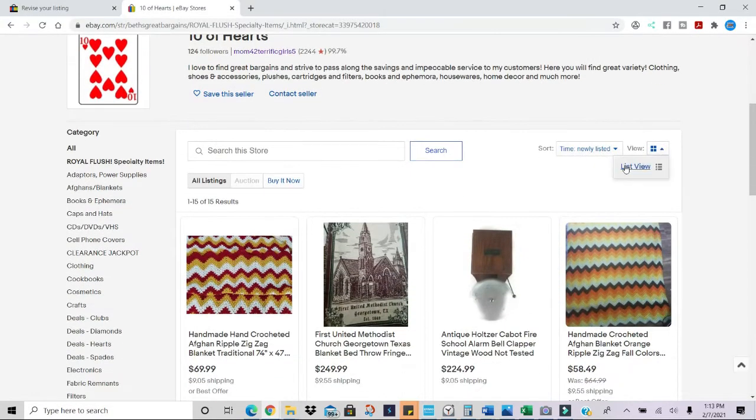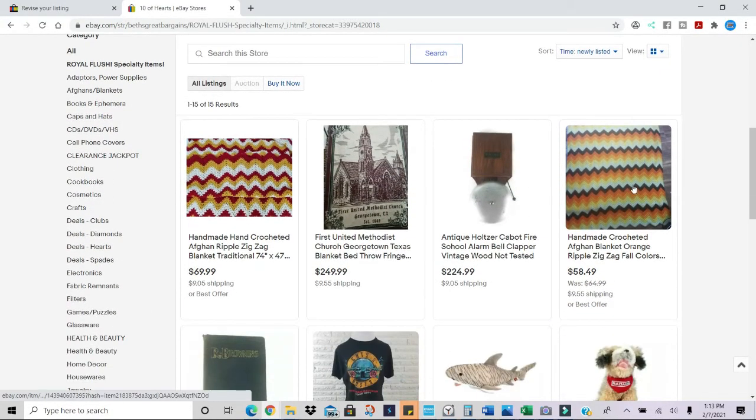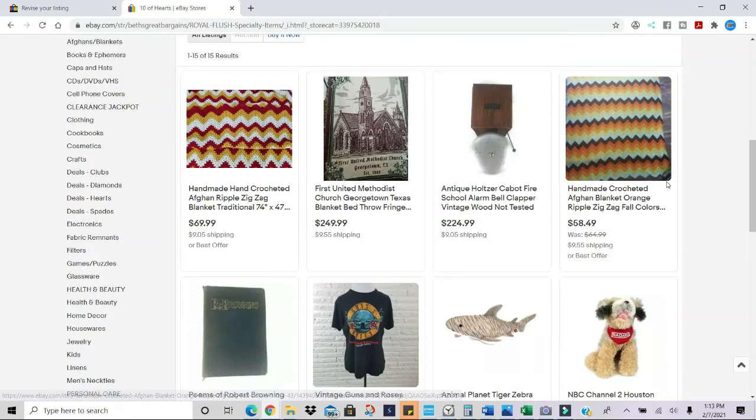And so I have clicked on Royal Flush Specialty Items, and you can see that I have some of these items that I simply don't want to get lost in the tier system. I don't want to accidentally offer someone 50% off on something that I think is worth more than that.